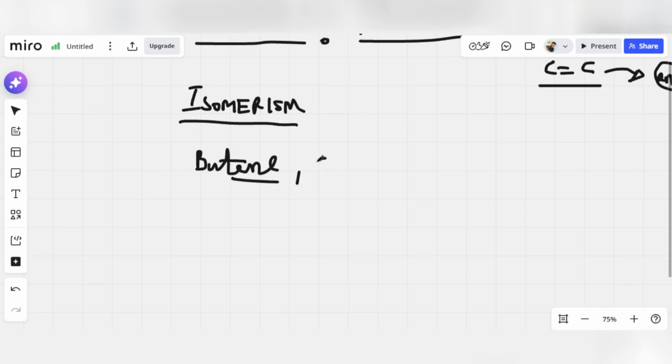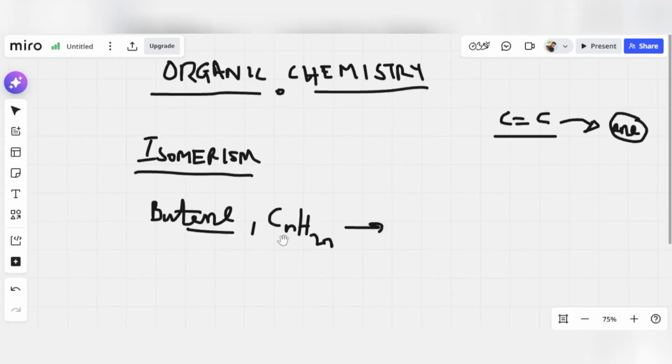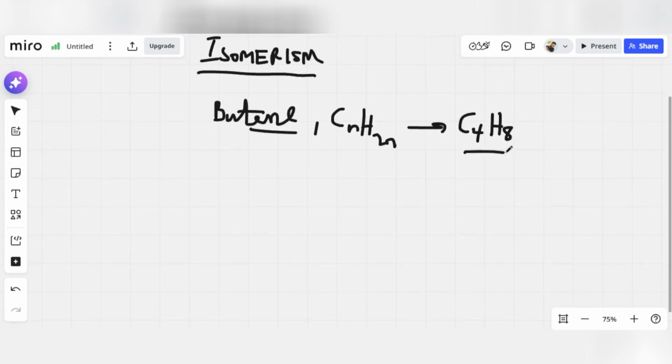So butene is CnH2n. You remember the formula for the alkene family is CnH2n. Then if you put 4 here, because but actually means C4, so if you put 4 for the value of n, what you are going to have is C4H, 2 times 4 is 8. So C4H8. So how do you draw the structure of this guy?